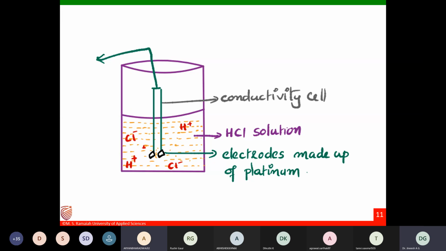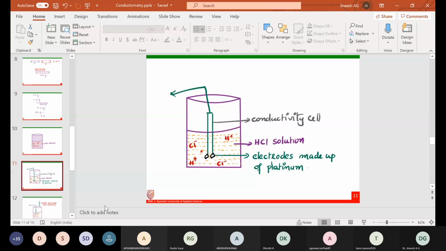No, sir. So even though the electrodes measure the conductivity of the solution trapped between them, they are indirectly measuring the conductivity of the remaining solution. Got my point? Yes, sir. Clear? Any doubt?